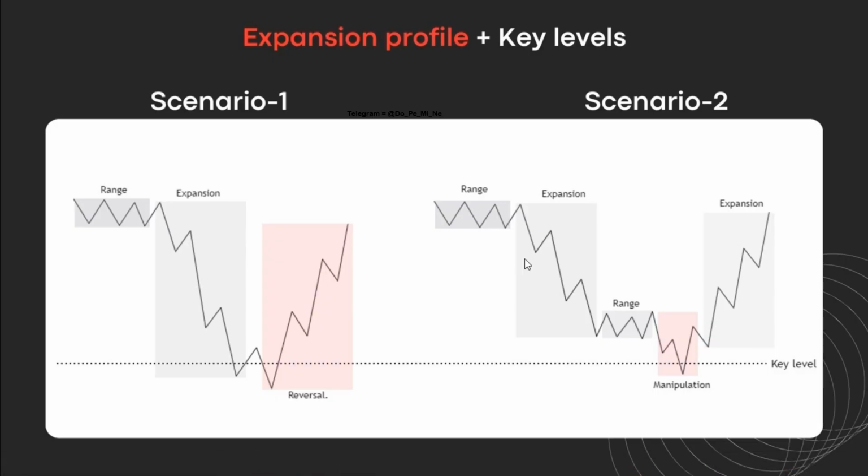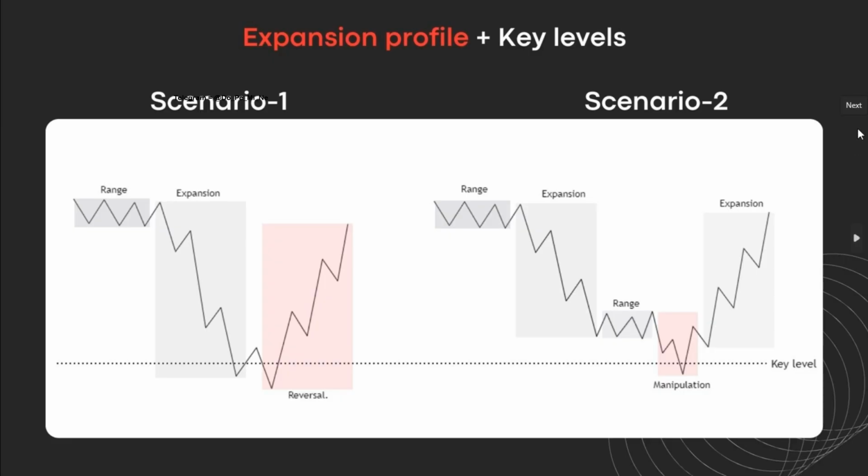And in this case, the ranging profile hasn't tested the key level. So what are we going to expect? We're going to expect a manipulation profile, right? So that a key level is tested, and then after that we're going to expect an expansion. So you can see here we are again using sound logic to anticipate market profiles based on the combination of profiling and key levels.